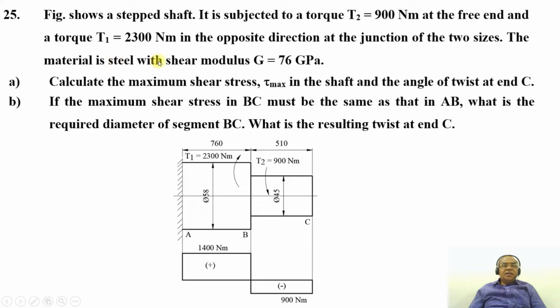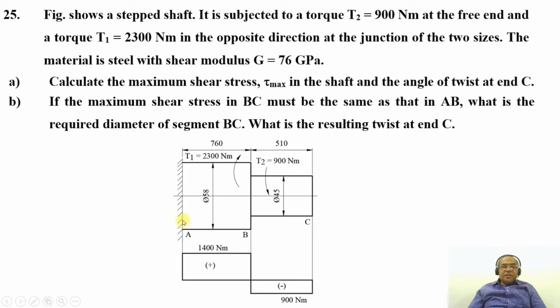The material is steel with a shear modulus G equal to 76 GPa. A. Calculate the maximum shear stress tau max in the shaft and the angle of twist at C. And B. If the maximum shear stress in BC must be the same as that in AB, what is the required diameter of the segment BC? What is the resulting twist at C, which we need to find out.